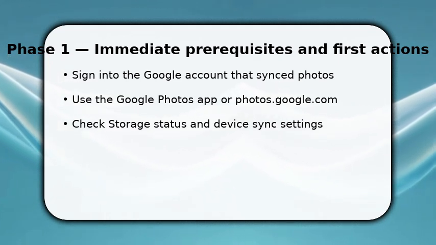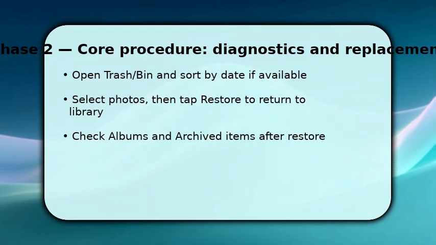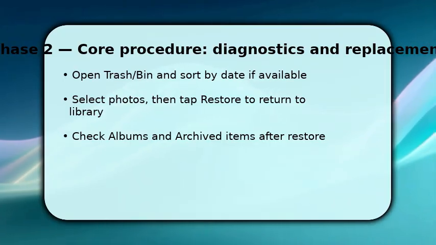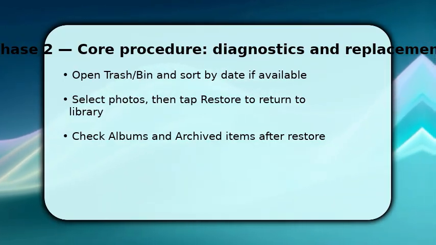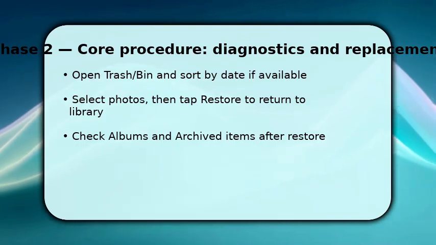Now navigate inside Trash or Bin and scan for the deleted photos. Google labels items with deletion dates, which helps when you have many files. Select one or multiple images by long pressing on mobile or using the checkboxes on desktop, then choose Restore.